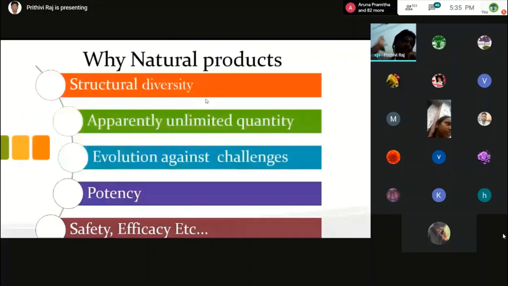So why natural products? Okay, sir, why are we choosing natural products? Why are you not choosing non-natural products, for example some non-lead compounds? I will give some examples. First I will come to why we are choosing natural products.